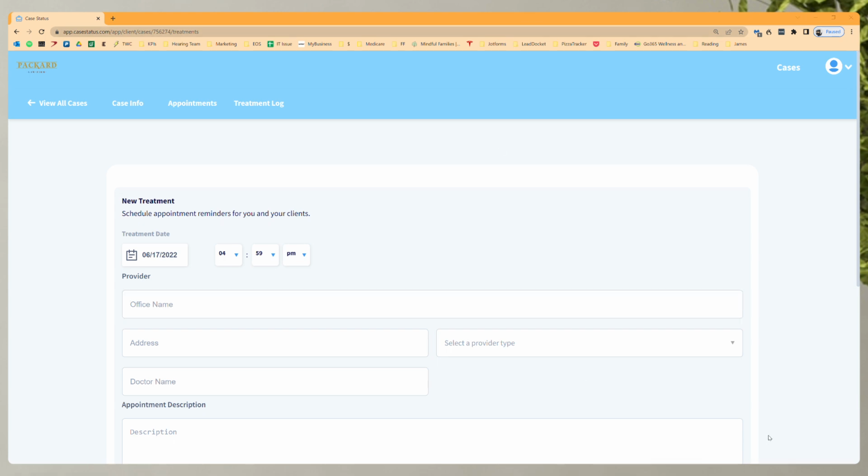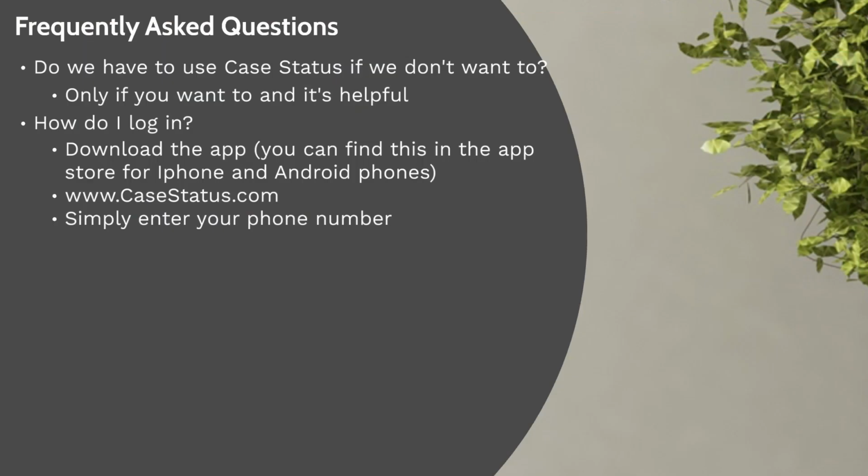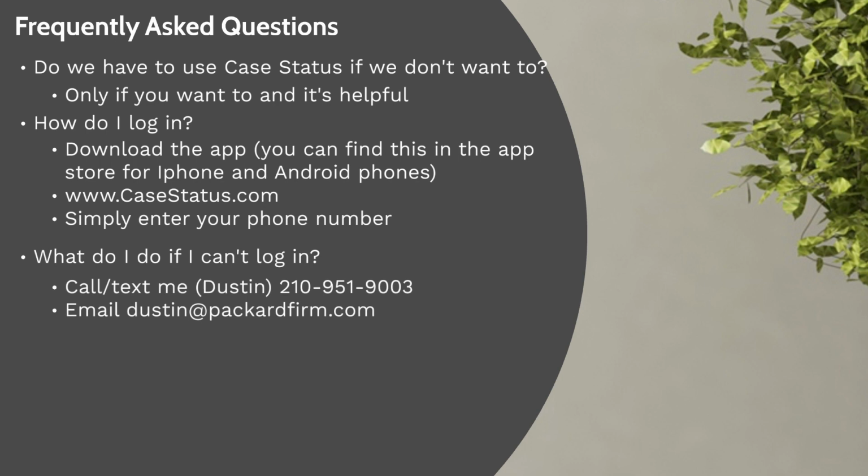Okay, so that is how you access it. What if I can't log in? You just call me or text me. My direct number is 210-951-9003. You can also email me, dustin@packardfirm.com.